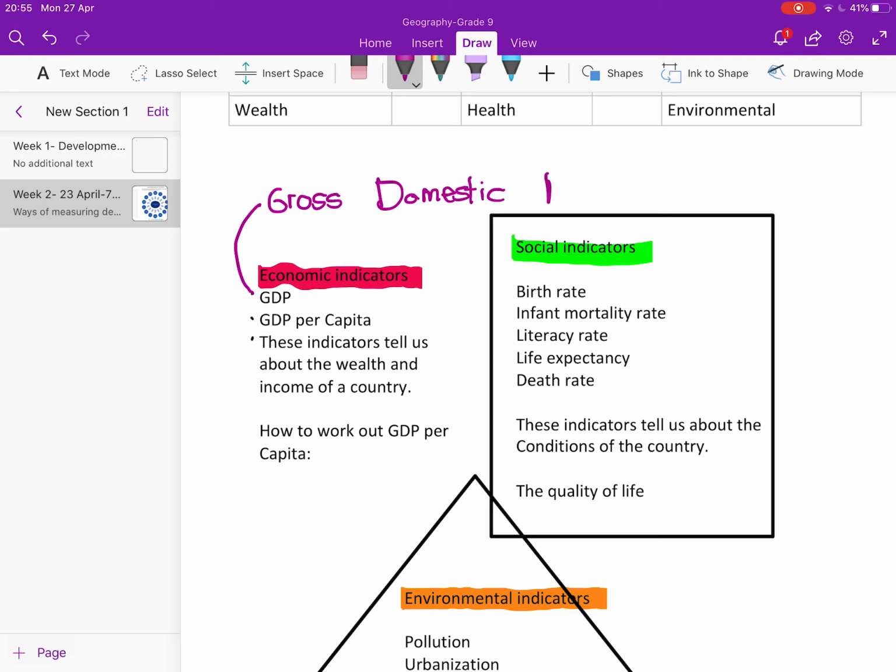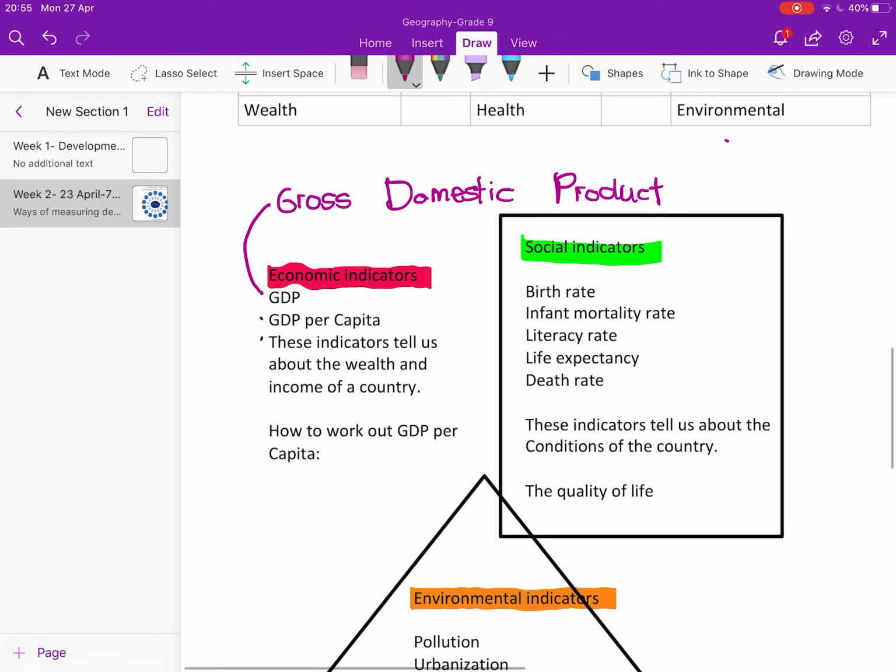Okay? The next one is GDP per capita. GDP stands for gross domestic product. Per capita basically means per person. So you take the total GDP of that country, and you're going to divide it by the population of the country. Divided by the population of the country, and that is how you're going to work out the GDP per capita. Per person, how much income does a person bring into that country?